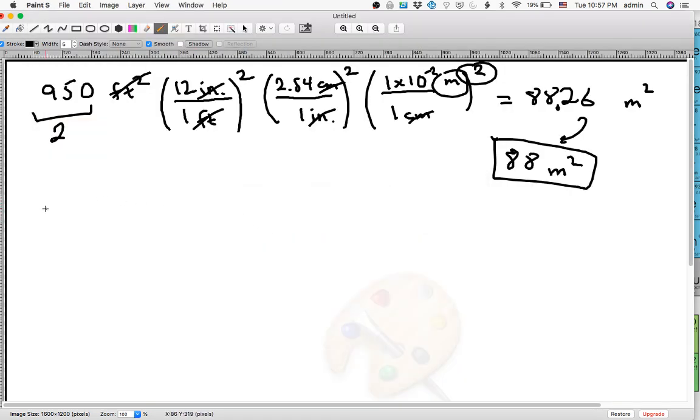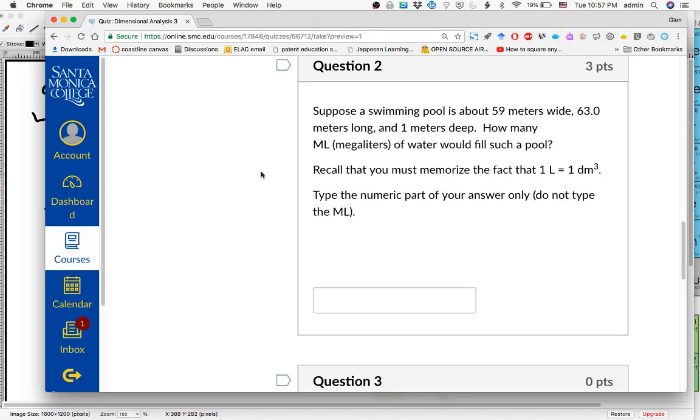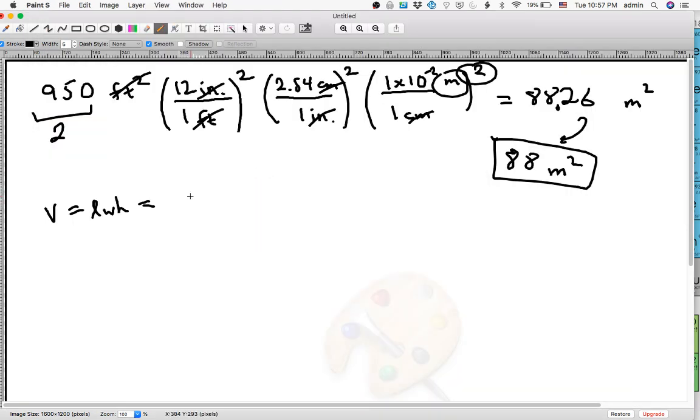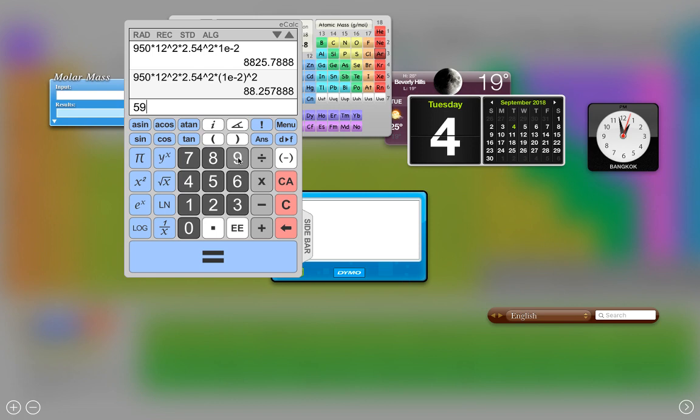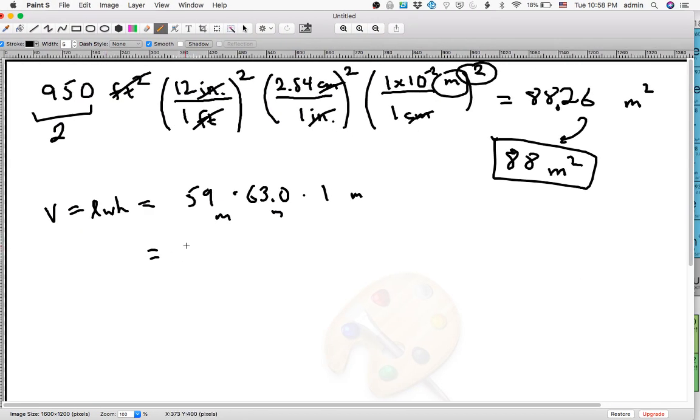So here we go. The volume equals length times width times height, and these are 59, 63.0, and 1. And these are all meters. So this is going to be meters times meters times meters. It's going to end up with cubic meters. So 59 times 63 is 3717. So this is 3717 cubic meters.